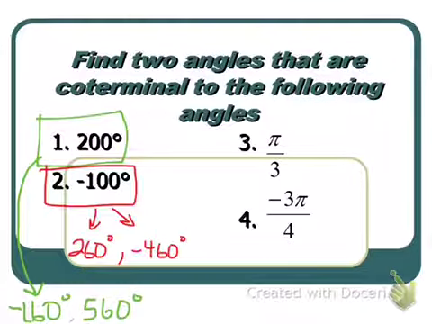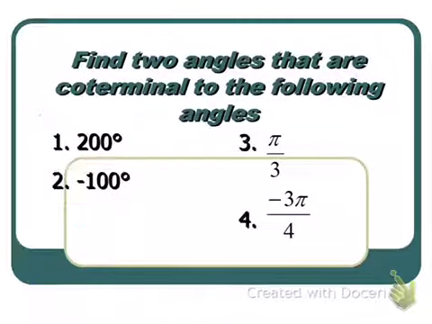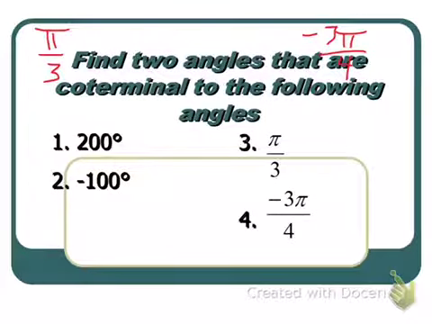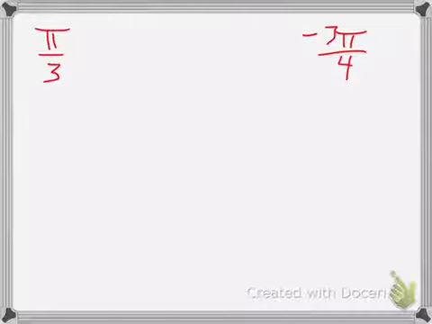And I'm going to tell you in a minute what the significance of coterminal angles is. All right, now, if we're finding angles that are coterminal to radian angles, it's a little bit different, right? What are we going to add and subtract with radian angles? Pi over 3, negative 3 pi over 4. What are we going to add and subtract to get the coterminal angles of these?